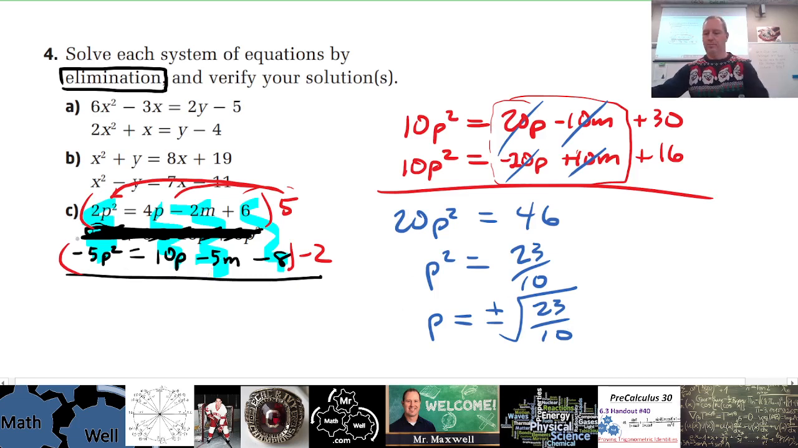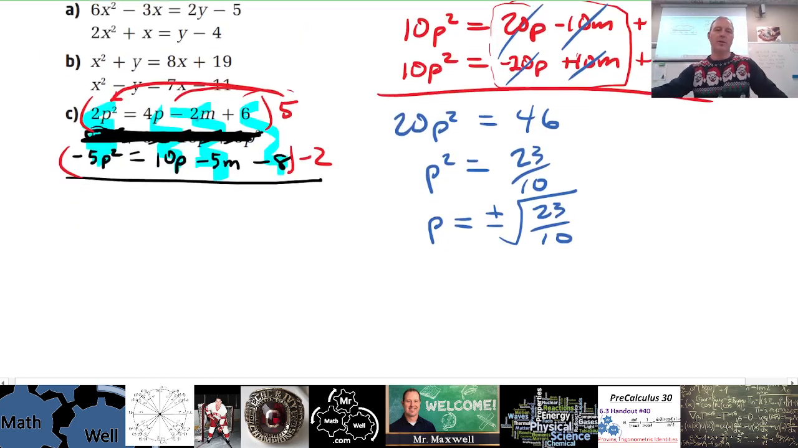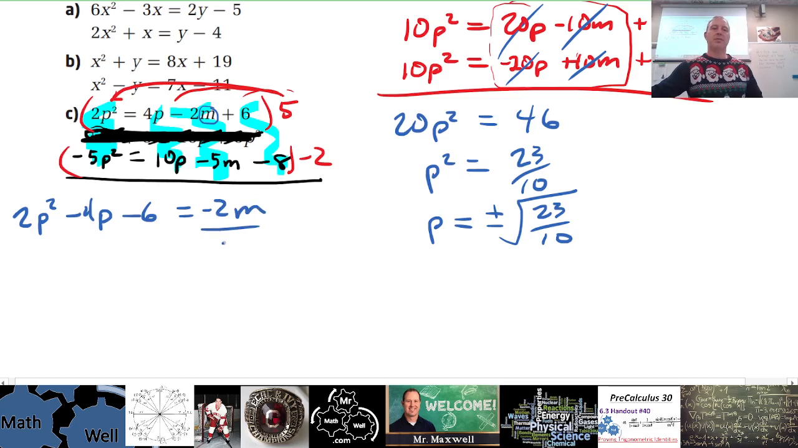Okay. So how you do that, you have to solve for m somewhere, it looks like. So you're gonna have to get one of these m's by itself to figure out what the partner m value is for each of these p's. All right. So if I do that, I'm gonna work on the first equation, which is gonna be 2p squared. I'm gonna get this minus 4p and minus 6 equals negative 2m. If I divide everything by negative 2, I'm gonna get m by itself. So that's gonna be negative p squared plus 2p plus 3 equals m.